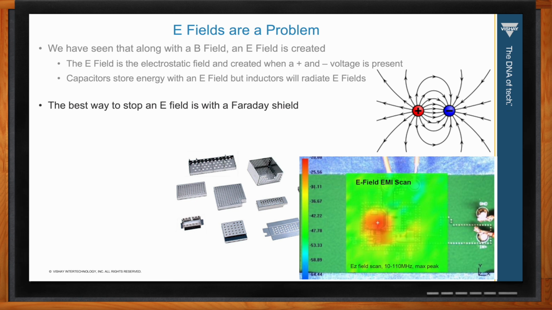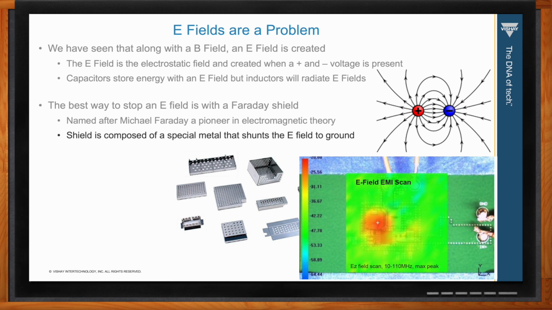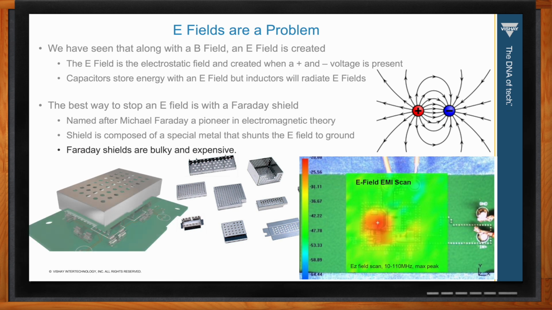So the best way to stop an E field is with something called a Faraday cage. Now, this was named after Michael Faraday, who was a pioneer in electromagnetic theory. And the shield is composed of a special metal that shunts the E field to ground so it doesn't radiate out into the air. Well, the problem with Faraday shields is that they are very bulky and they're also expensive.